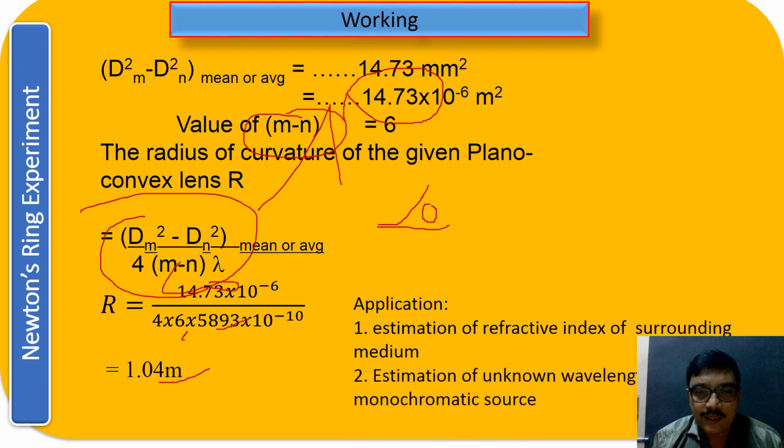Okay, next you can estimate the unknown wavelength of a monochromatic source. So instead of a sodium source, imagine some other source you are using. So with the help of Newton's rings, I can estimate it if you know the R value of a standard plano convex lens, right? Knowing d square m minus d square n, and m minus n, I can calculate. Look at this equation I use, right? Here I'm estimating lambda naught. So if I know the R value and I calculate d square m minus d square n, with this I can calculate the wavelength of the unknown spectral line, right?